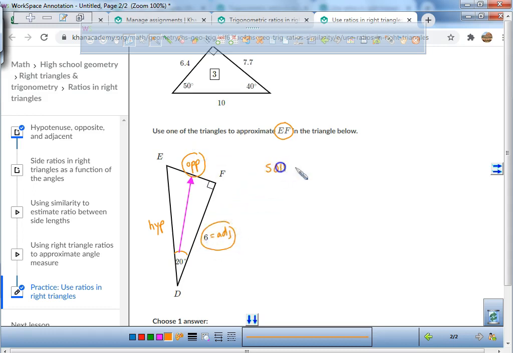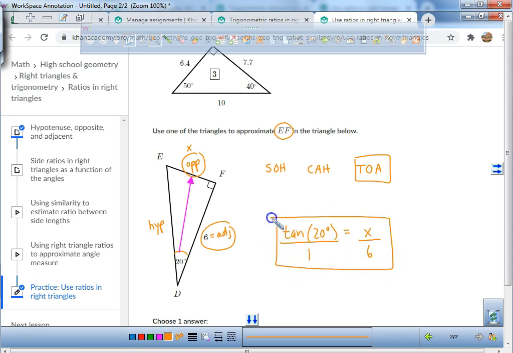So if you're going to use this little SOHCAHTOA, which I'm sure your geometry teacher taught you. All right, SOHCAHTOA, which one are you going to use? The opposite and the adjacent? I'm going to use tangent this time. So I'm going to say the tangent of 20 degrees is equal to the opposite side, I'm just going to call it x, because I want to find EF, over my adjacent side, which is 6. Now, I set this up as a little ratio. I do x times 1, which is x, and I do 6 times the tangent of 20 degrees.